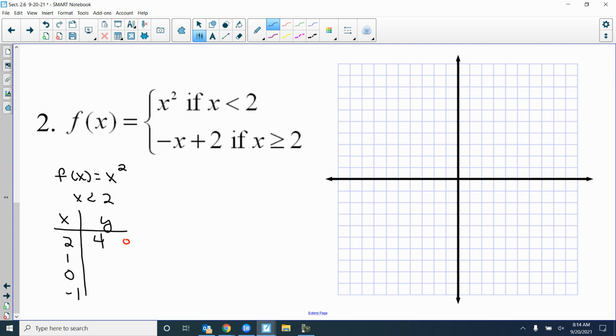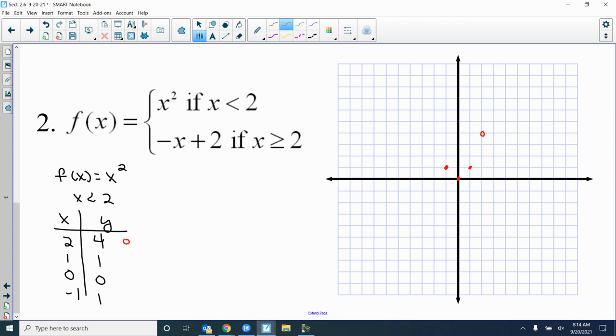So when I plug in 1, I get back 1. When I plug in 0, and when I plug in negative 1, I get back 1. So at 2, 4, open dot. At 1, 1, everything else is a regular dot. 0, 0, 1, 1. All right, do we have enough to have an idea what's going on? Did we find the vertex? Well, you should know what x squared looks like. So yes, it's going to go.